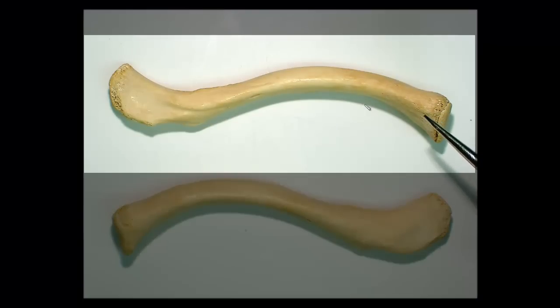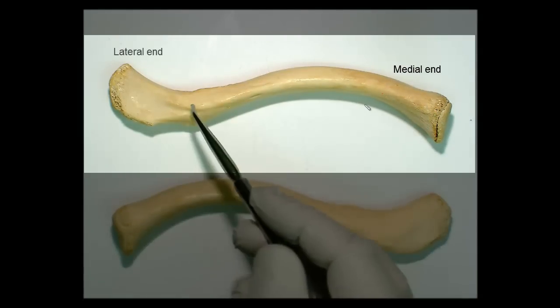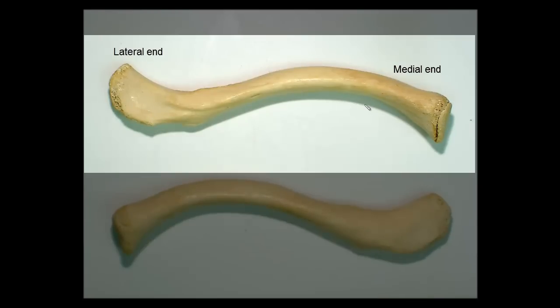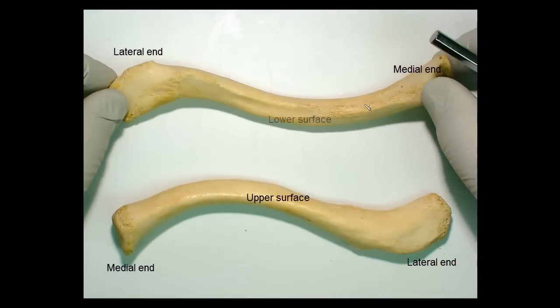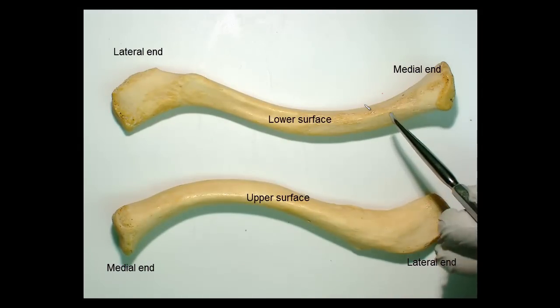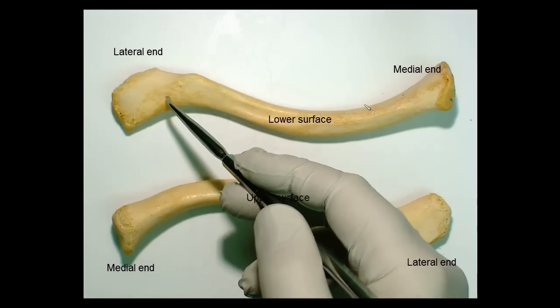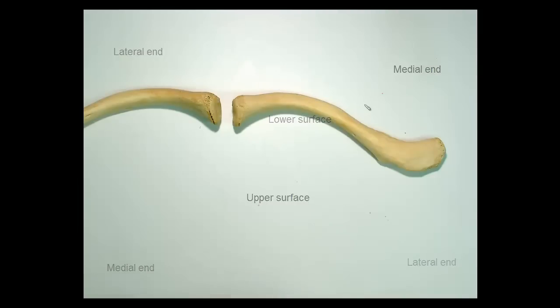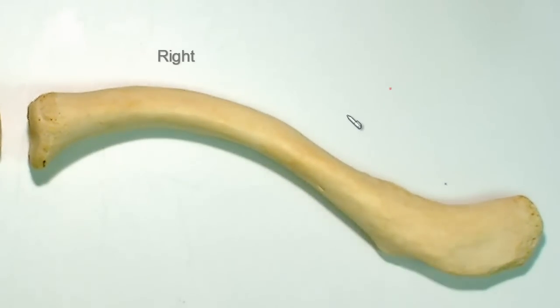In this case, you have to notice that the medial two thirds is rounded and convex forwards. The lateral one third is flat and curves back to meet the scapula. The upper surface is smoother than the lower surface. The lower surface has a rough area for the costoclavicular ligament, a groove for subclavius, and other rough areas for the conoid and trapezoid ligaments.